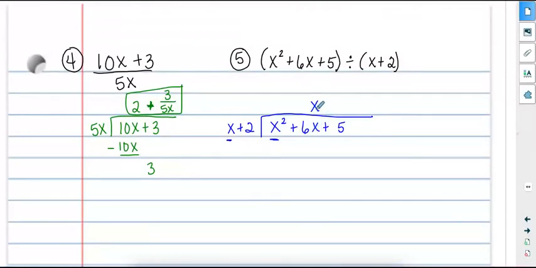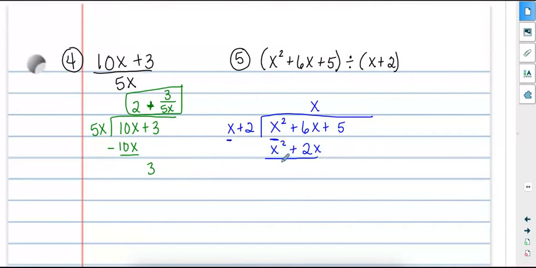And now we're going to multiply. So we're going to start with x times 2. And we're going to put it underneath the 6x. And it's positive, so we're going to put the plus. And then x times x is x to the second power.